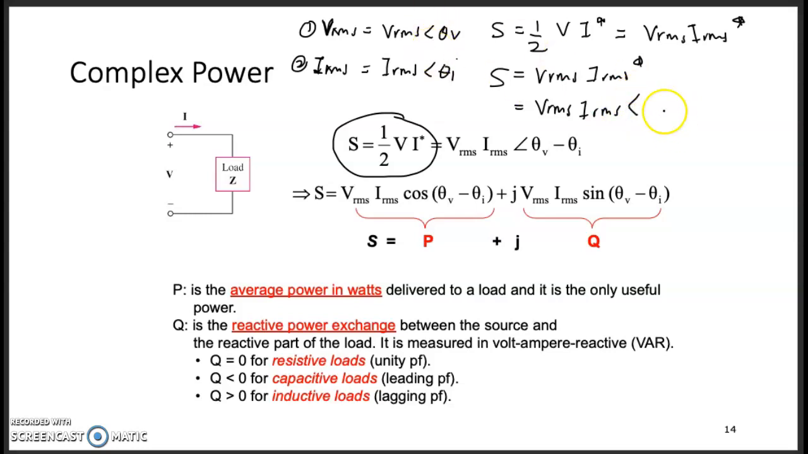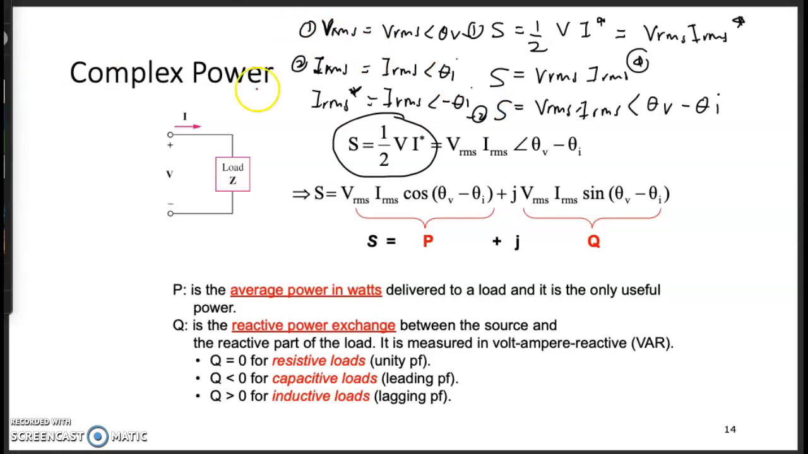Now it is added, right? So delta, but you need to have the conjugate. So let's change this one to conjugate. So it becomes IRMS angle minus delta I. So you have equation number 1, equation number 2. When you multiply it together, the magnitude you multiply, but the angle you add. So it becomes delta V plus minus, where does this minus come from? Due to the conjugate, minus delta I. So this is what you are going to get after you multiply it together.